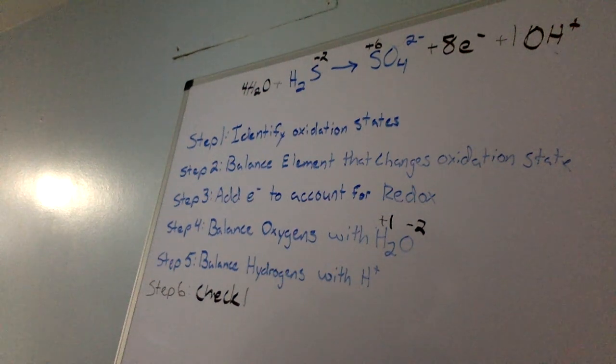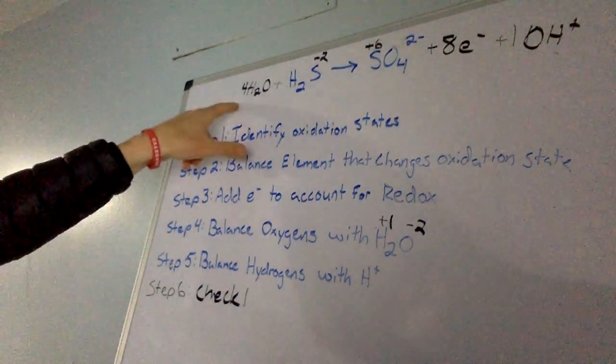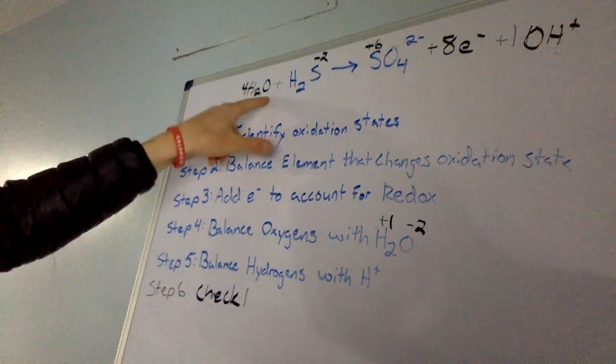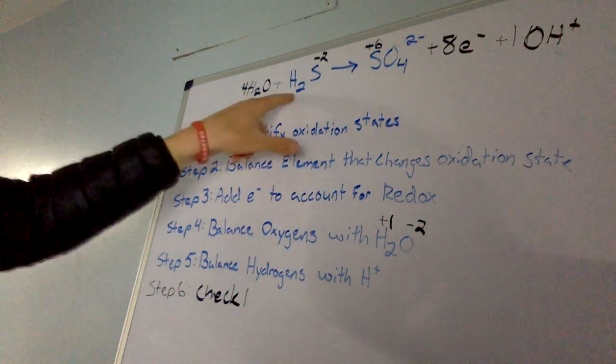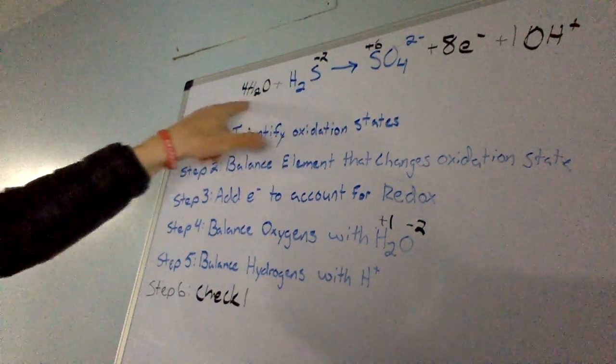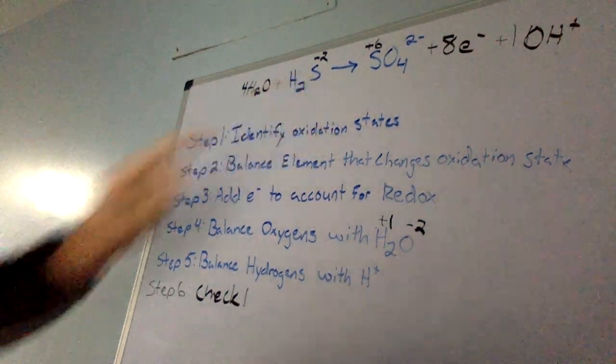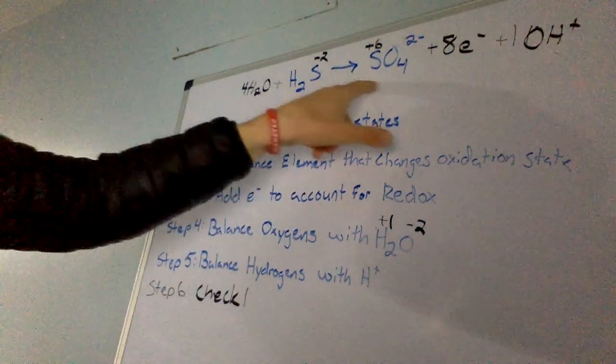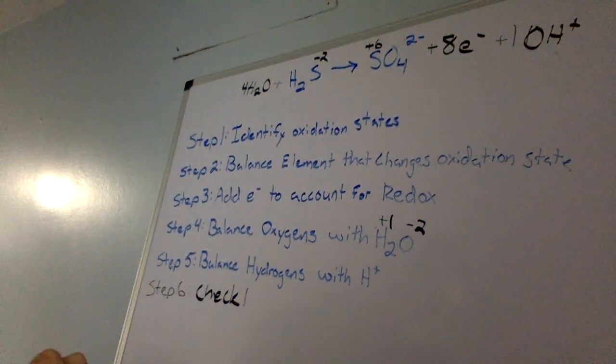The last thing that I can check is also just my overall charges. If I look over on this left-hand side, H2O doesn't have a charge. H2S doesn't have a charge. So my left-hand side does not have any charges. That means that on my right-hand side, I can't have any charge either. So let's see if that is correct.